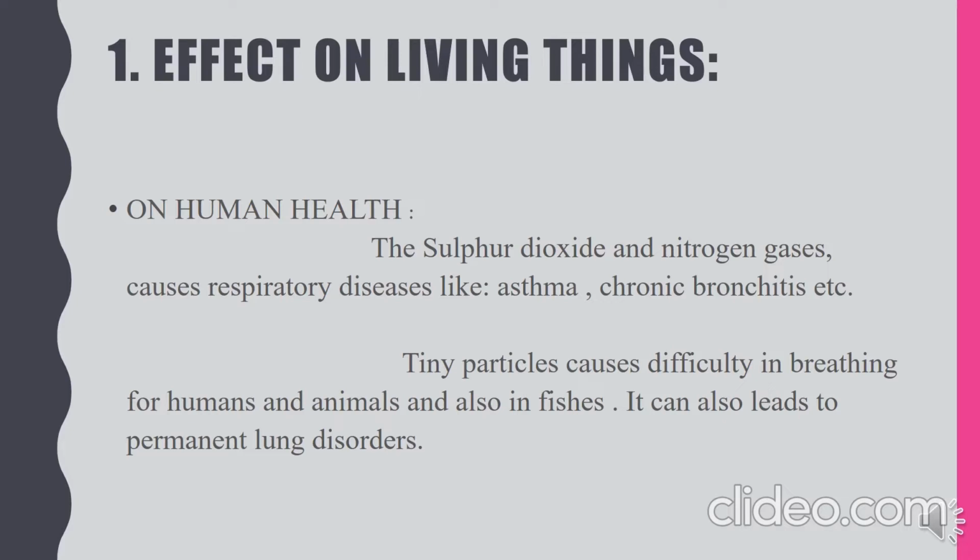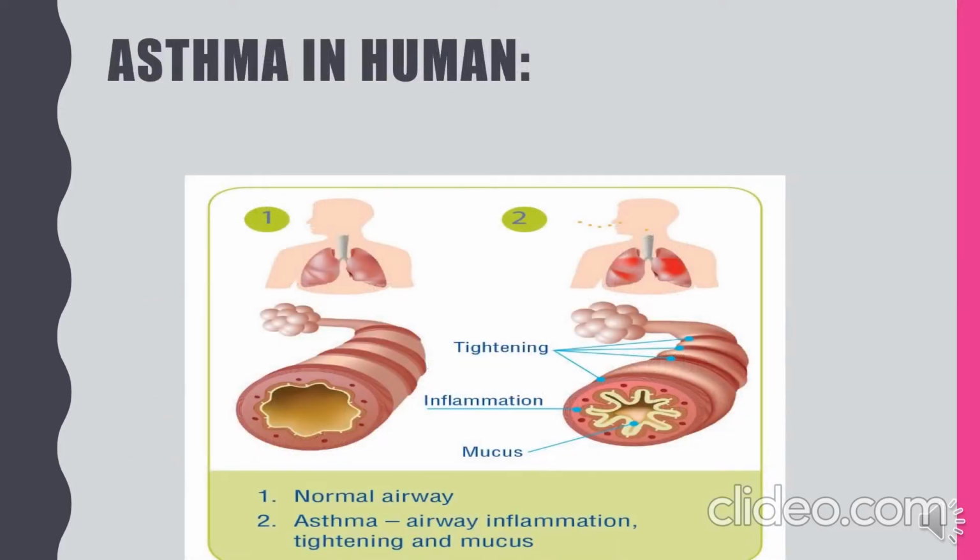When acid rain occurs, it will also affect human beings. The components of sulfur dioxide and nitrogen gases can cause respiratory diseases like asthma and chronic bronchitis. It will also cause difficulty in breathing and permanent lung disorders. Asthma in humans. In picture 1 you can see the normal airways, and in the second picture, the lungs of an asthma patient.